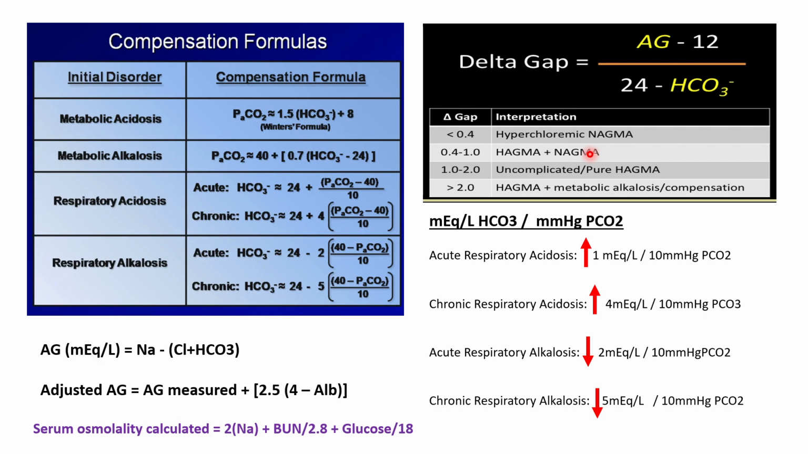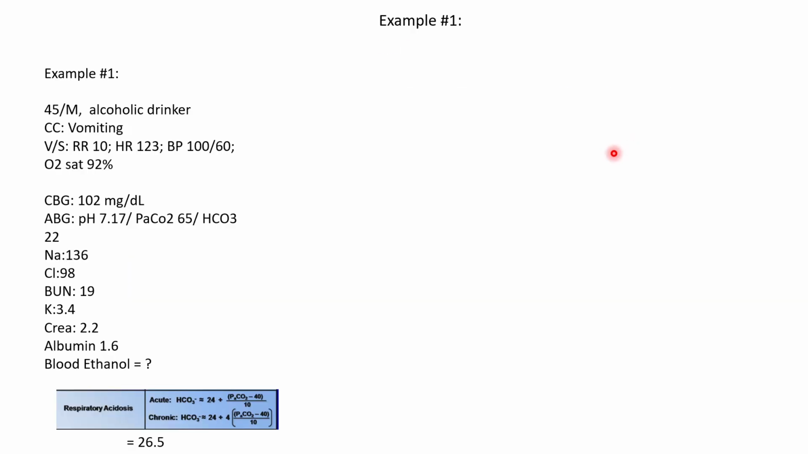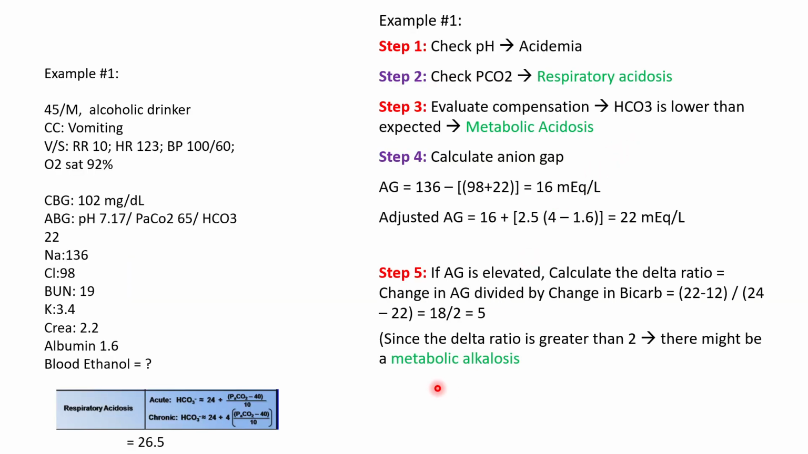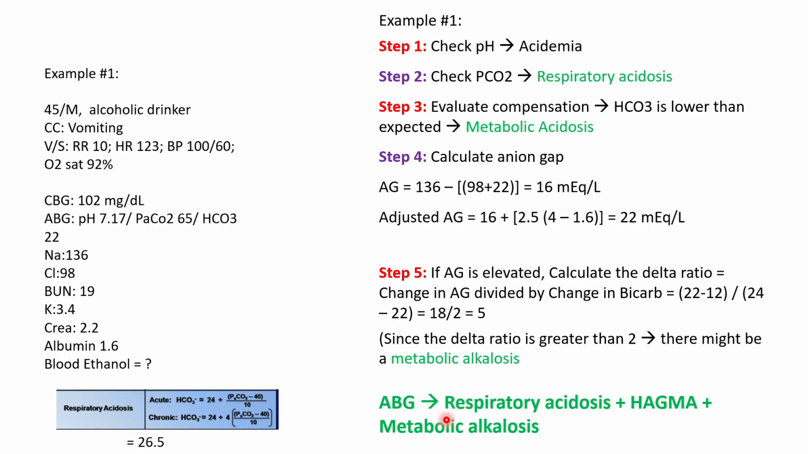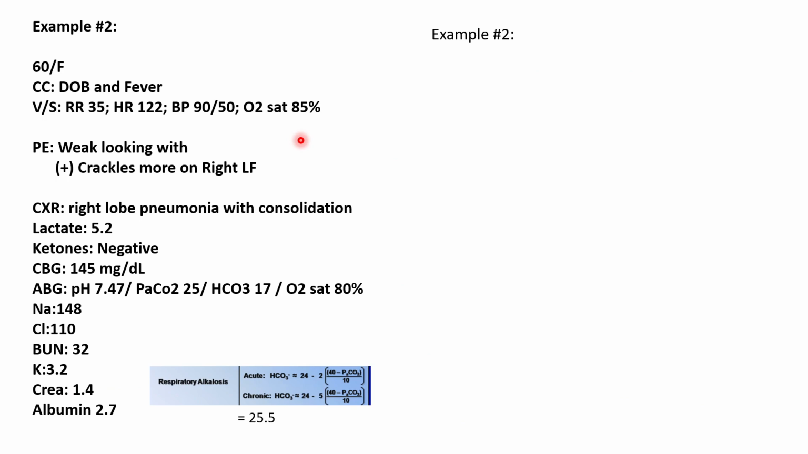If the delta gap is greater than 2, you must have a metabolic alkalosis, whatever the pathology in steps 1 to 4. So you might also have a metabolic alkalosis. If 1 to 2 only, it is a pure high anion gap metabolic acidosis. If 0.4 to 1, you might also have a normal anion gap metabolic acidosis. And if less than 0.4, you have a hyperchloremic normal anion gap metabolic acidosis.